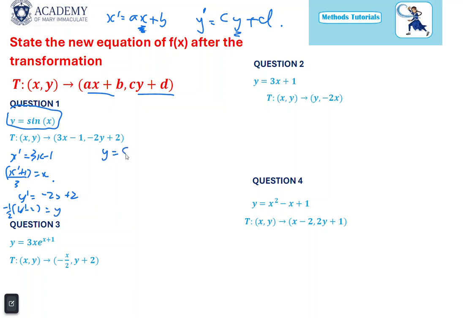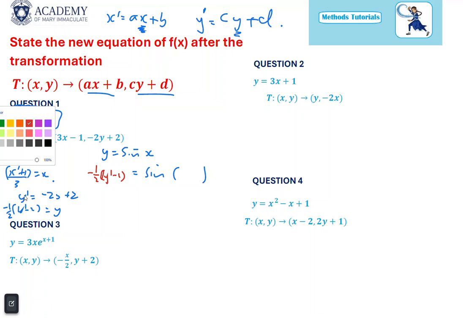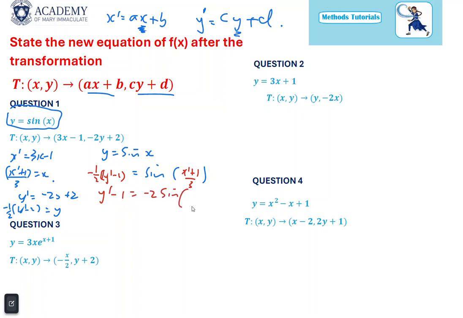So I started with y equals a sine of x, and what I'm going to have instead of y is minus a half y dash minus 2 equals the sine of, instead of x, x dash plus 1 divided by 3, which means y dash minus 1 equals negative 2 sine of 1/3 x plus 1, and that y equals negative 2 sine 1/3 (x plus 1) plus 1 is the new rule for this after this transformation.